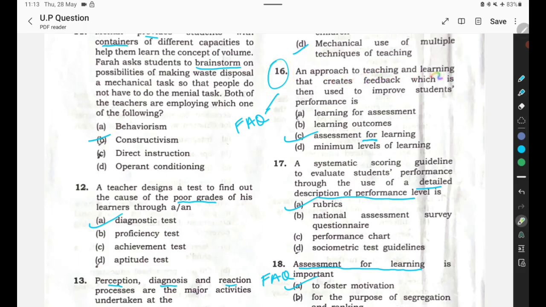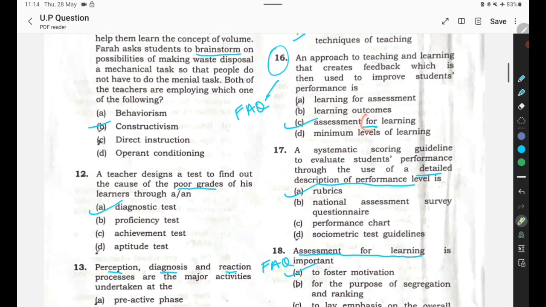An approach to teaching and learning that creates feedback, which is then used to improve student performance, is assessment for learning, okay? These are the teaching methods which they use during explanation or during periods. For example, if a teacher is explaining one chapter, they will be asking students, did you understand this one, or which topic you didn't understand, please ask. That is a type of assessment for learning, so that they can know what topics are to be explained more or not to explain, okay?